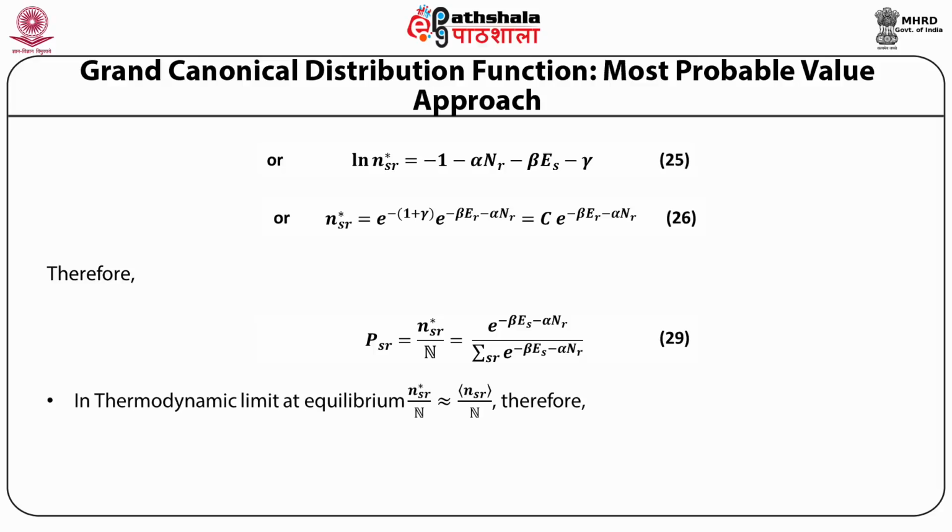In the thermodynamical limit at equilibrium, n star SR divided by the number of identical systems in the ensemble is approximately equal to the mean value of NSR divided by the total number of identical systems in the ensemble. Therefore, the mean value of NSR divided by the number of identical systems in the ensemble is approximately equal to n star SR divided by the total number of identical systems in the ensemble, which is equal to e raised to power minus beta ES minus alpha NR, divided by the summation over SR of e raised to power minus beta ES minus alpha NR.